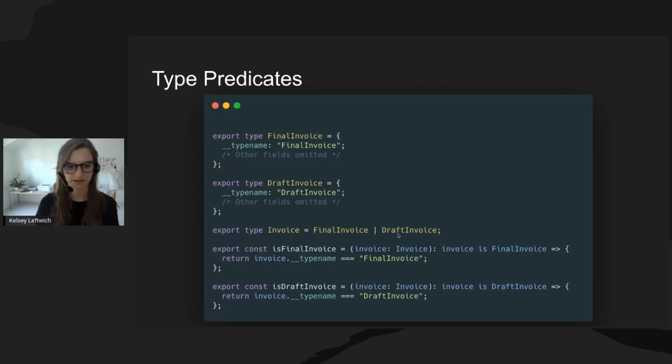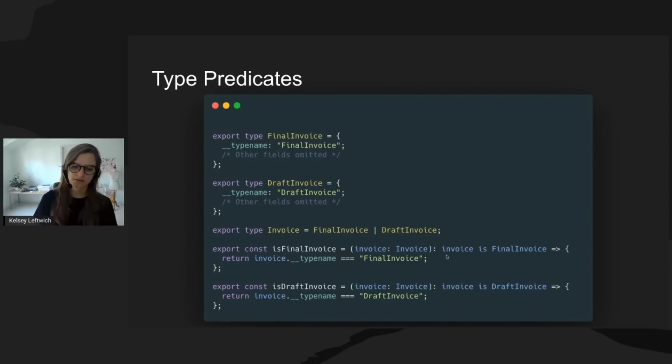It will accept either in particular components or functions. But in a case where you need to know, is this a final invoice or a draft invoice, you can use type predicates. The way that you set up a type predicate is you accept the more generic or ambiguous type. In this case, it's the union type: it's either going to be the final invoice or the draft invoice.